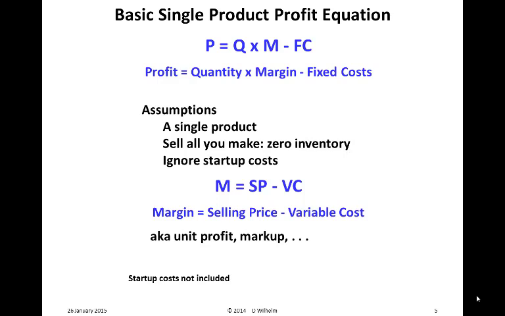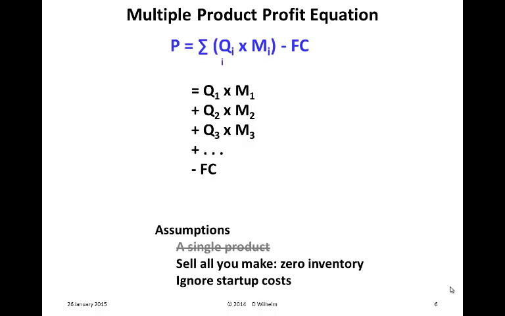Margin can be calculated as selling price minus variable costs. It's also called unit profit, unit markup, probably a couple other names. And do note that we have the variable costs and the fixed costs, but no startup costs here. If we have multiple products, we just sum the quantities and the margins, subtract the fixed costs, and the only assumption we've discarded is a single product.